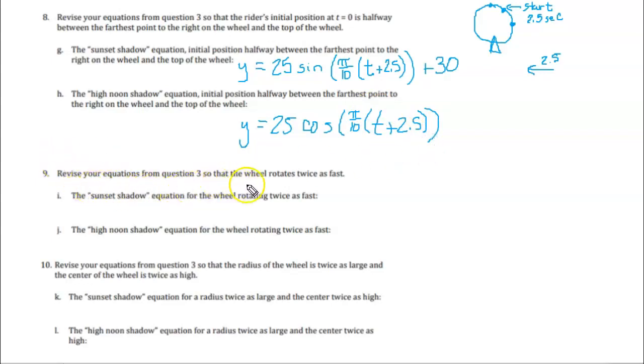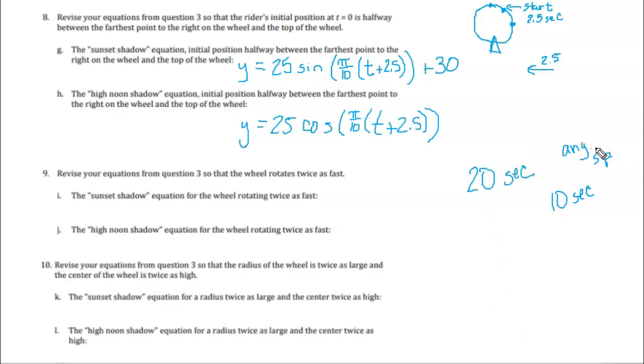Revise your equations from question 3 so that the wheel rotates twice as fast. Okay, so if it's going to rotate twice as fast, I'm changing its speed. Initially, it could do a complete turn in 20 seconds. But if I'm going twice as fast, that means instead of finishing a complete circle in 20 seconds, I'm going to finish a complete circle in 10 seconds. And so that's changing my angular speed.